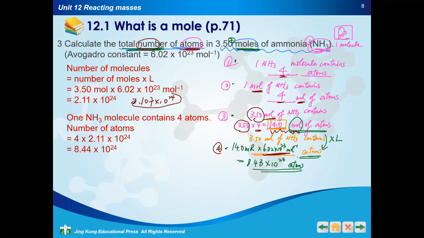And second, you take that number and times 4. Tell me what would it be? It is 8.428 times 10 to the power 24. Can you see that? But because I want to make it in 3 sig fig, I change it to 8.43 times 10 to the power 24. That is the correct answer. Can you get my point? But not 8.44. But how come we have got a deviation?